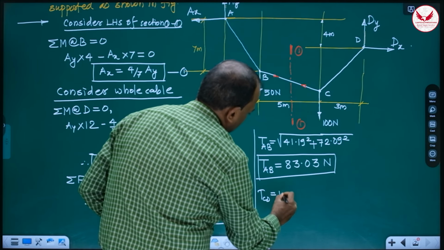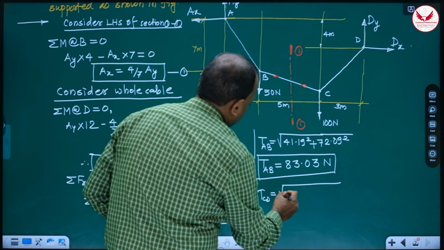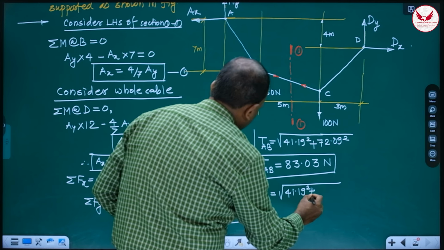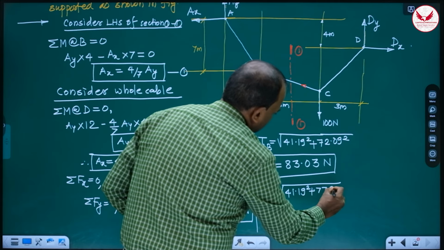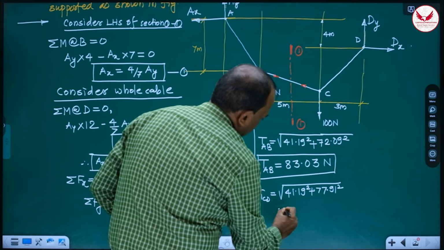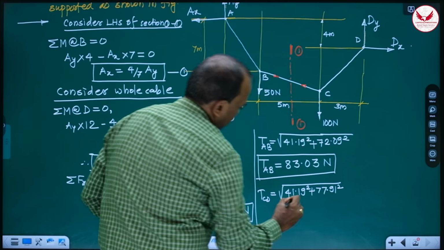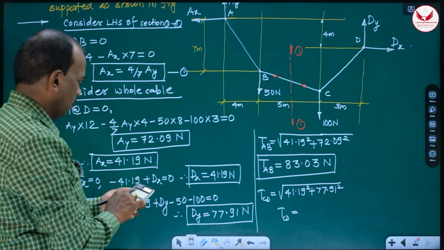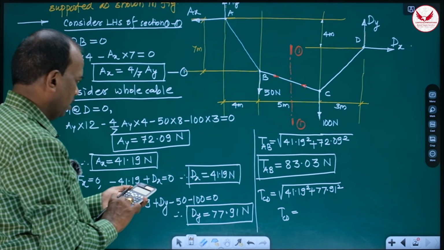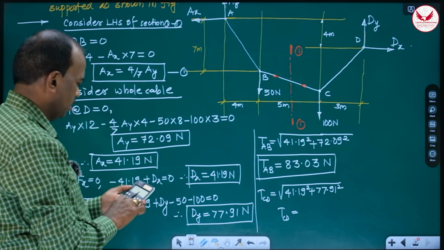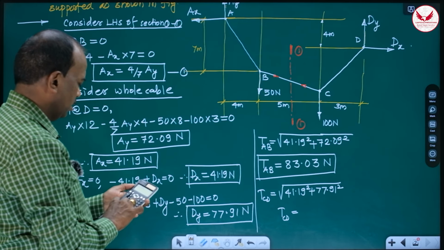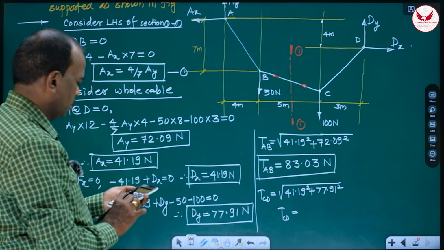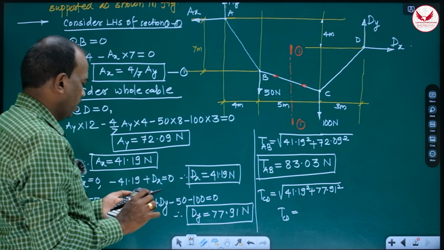TCD is what? Under root Dx square plus Dy square. Dx is 41.19 square and Dy is what? 77.91 square. So TCD will be 41.19 square plus 77.91 square, 88.13.